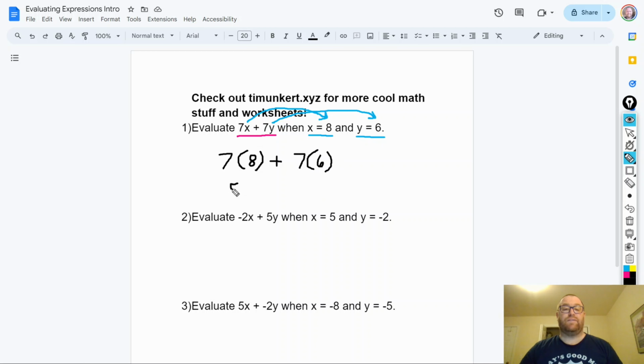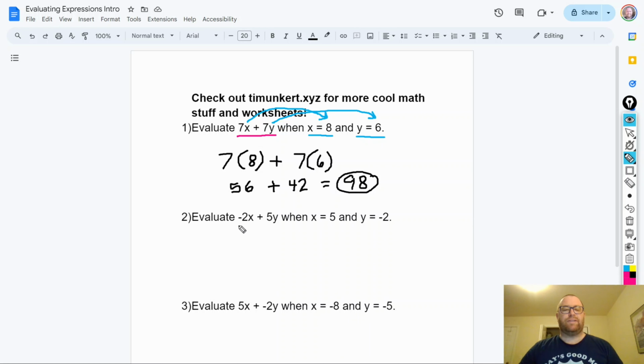7 times 8 is 56. Plus 7 times 6. 7 times 6 is 42. So 56 plus 42. Well, what is that going to equal? Well, that's going to be 98. Okay. So the value of this expression is 98. Okay, let's look at the second one.